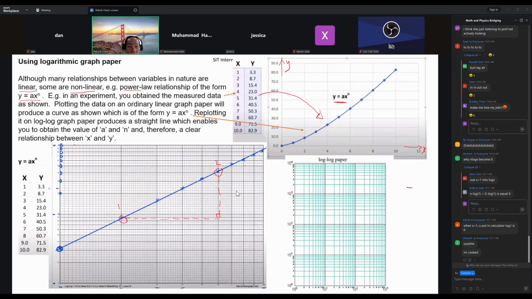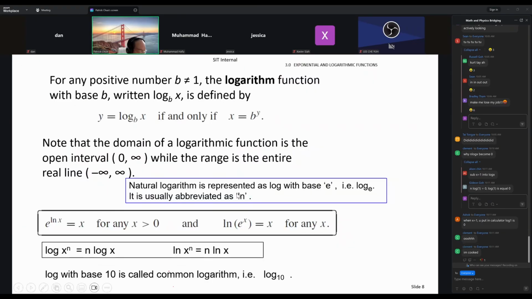Now, logarithm. That's not exponential, now it's logarithm. I've used the example using log because exponential and log are related to one another.